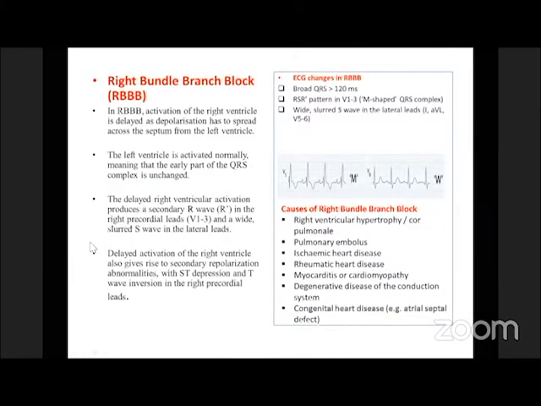In right bundle branch block, again, the same idea, but there is block in the right bundle and the depolarization is from left to right. That's why it takes a longer time to depolarize the whole ventricle. The ECG criteria, again: there is broad QRS complex more than 120 milliseconds or more than 3 small squares, and there is RSR pattern in V1, V2, V3, and wide slurred S shape in lateral leads. It is exactly opposite to the left bundle branch block.